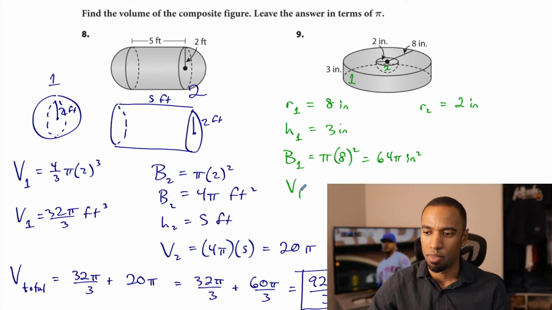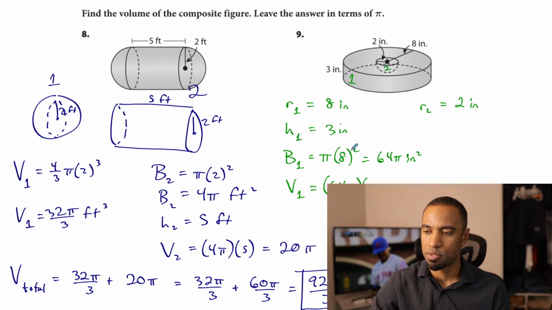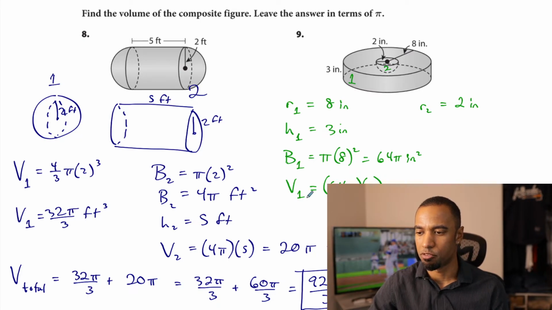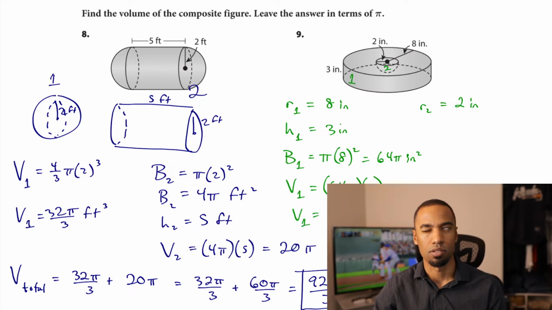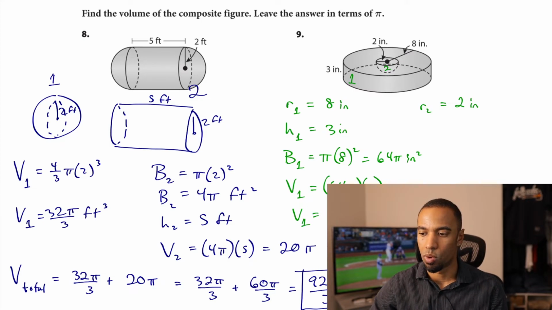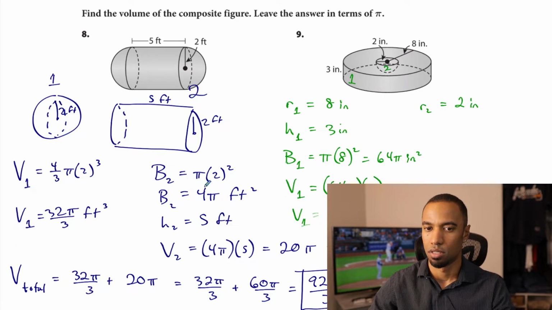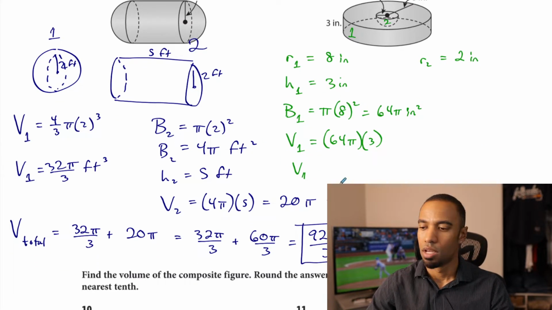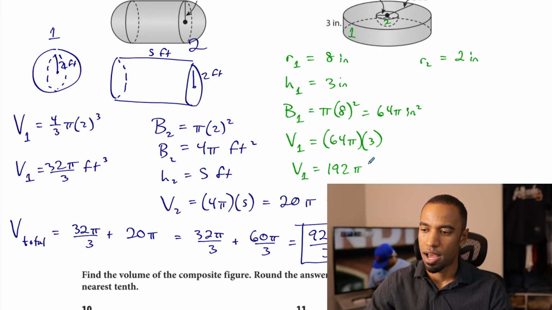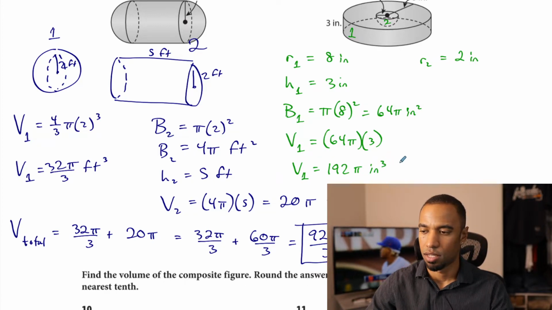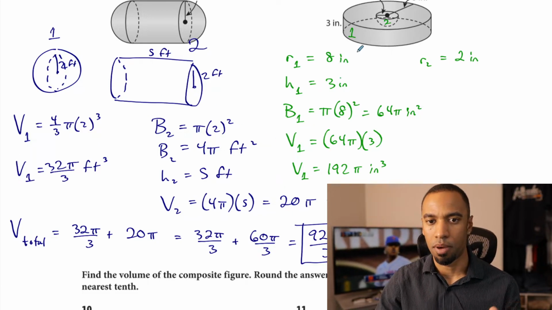And then the volume of that whole thing is going to be area of base times height. Again, this is in terms of pi. So 64 times 3 is 192. Oh, you can't see any of this. I'm very sorry. That's 192 pi cubic inches. That's the volume of the cylinder.